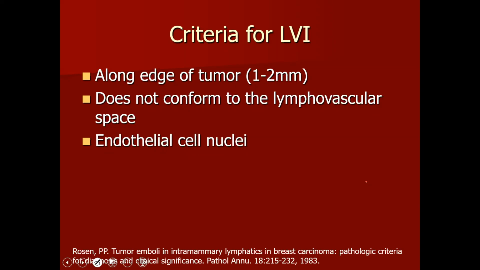Number one, look beyond the edge of the tumor, 1 to 2 millimeters beyond the advancing edge. Number two, the tumor embolus should not conform to the lymphovascular space in shape. Then number three, you're looking for endothelial cell nuclei, possibly with the help of this stain, which is called D240.